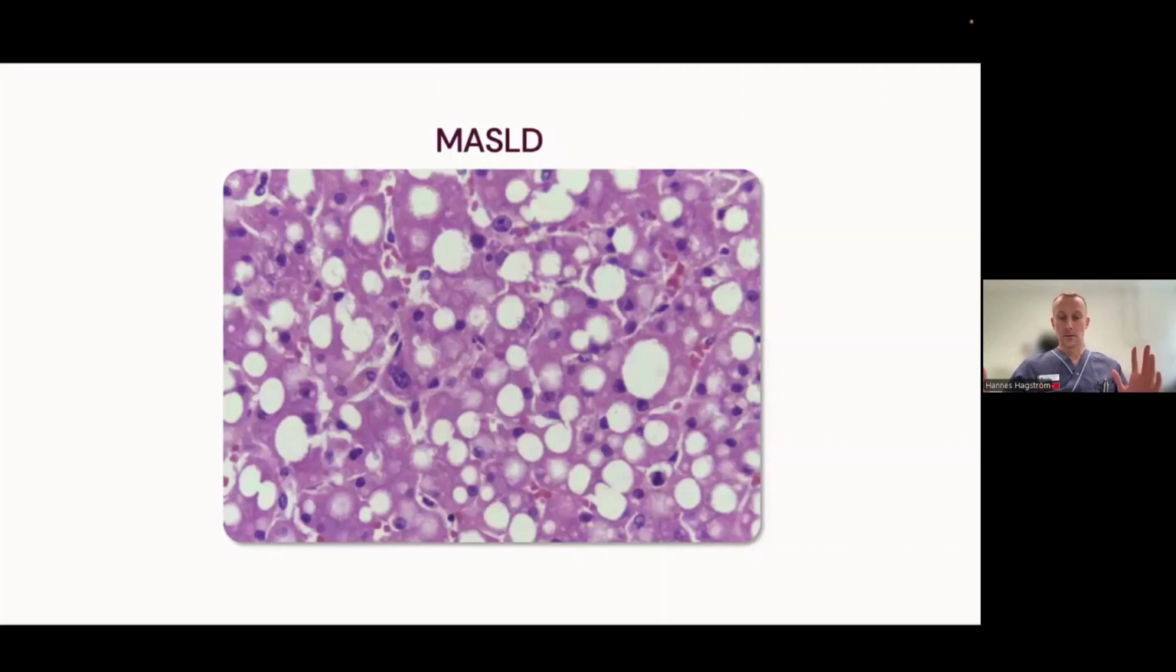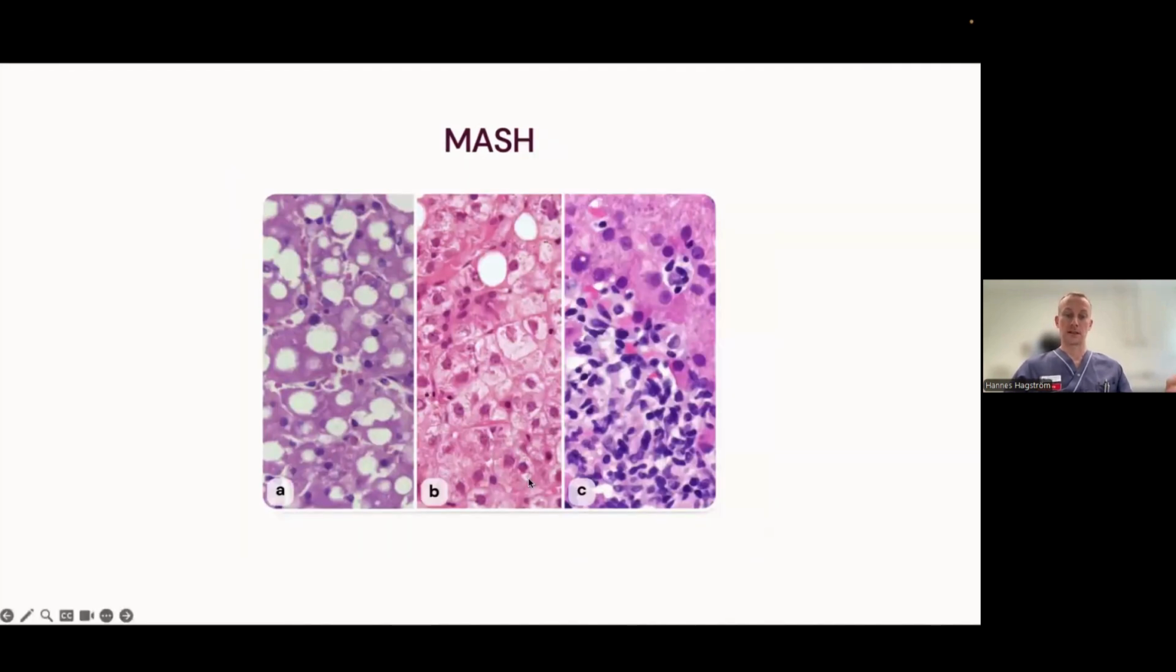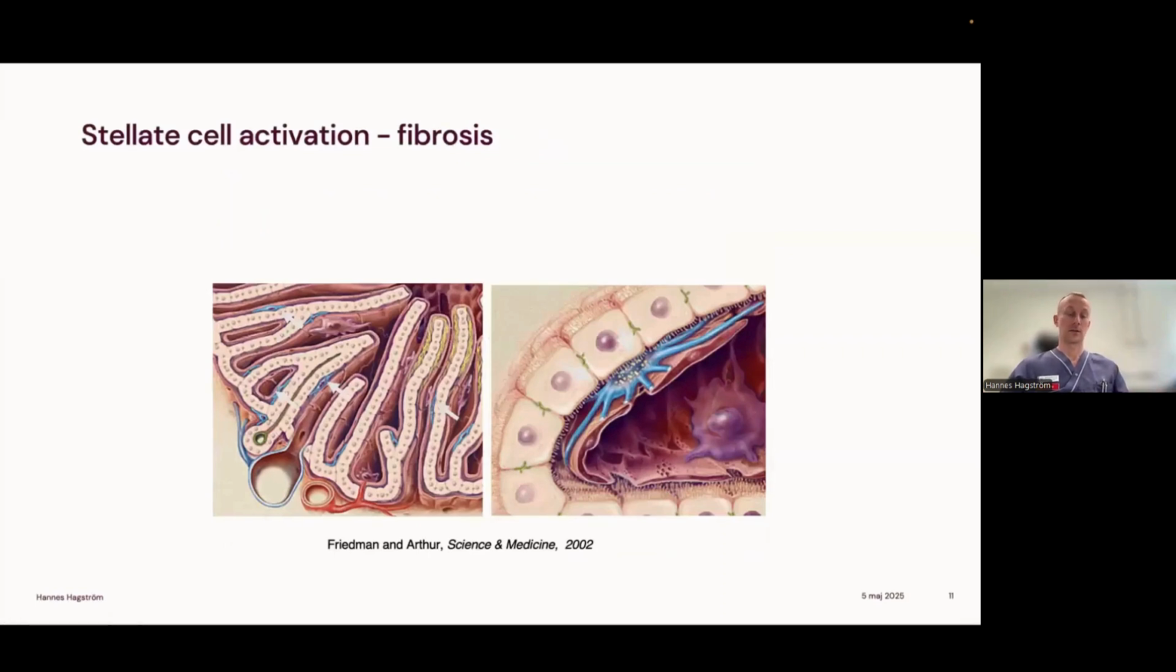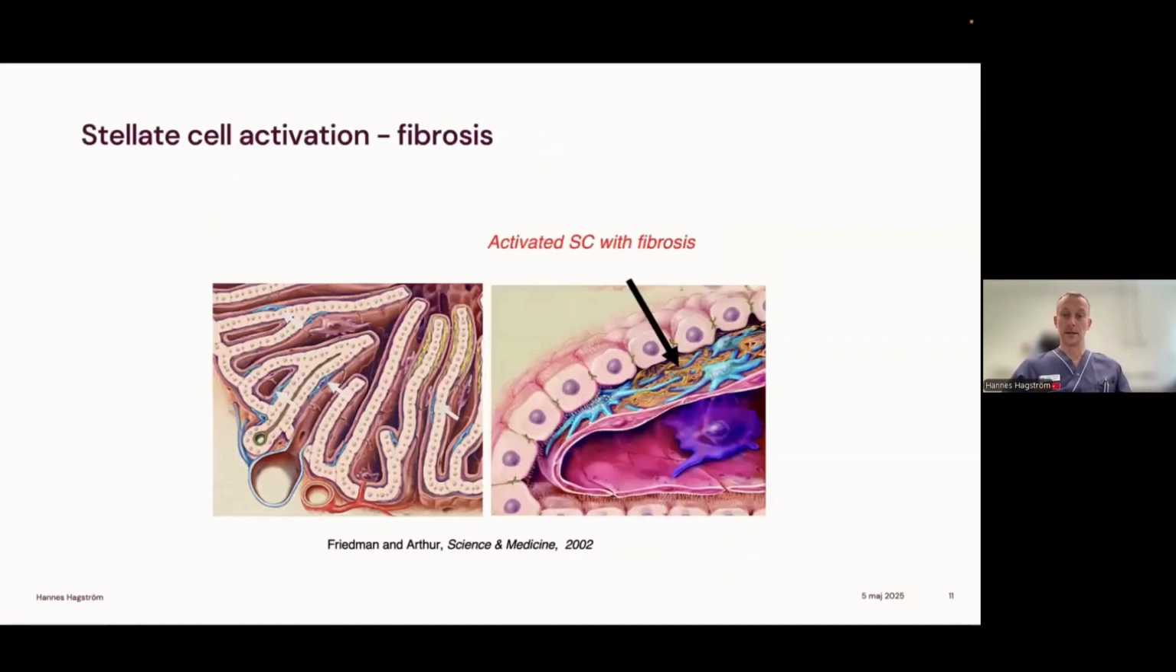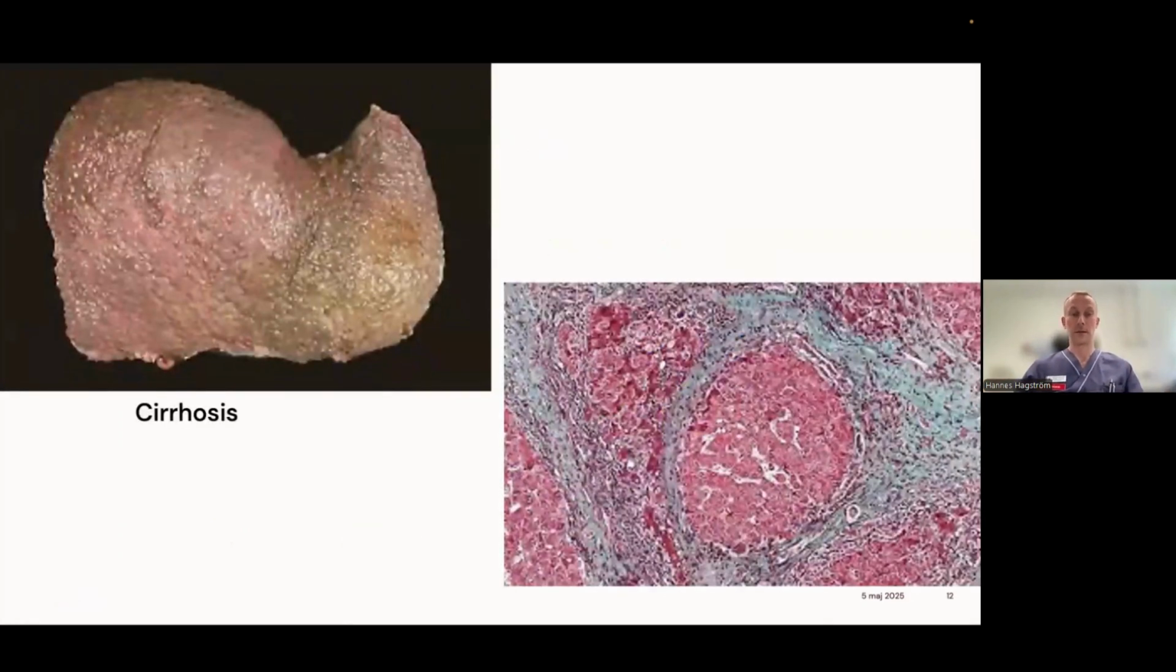So MASLD, this is a disease where you have steatosis in your liver cells. So these big white droplets are, of course, steatosis. You then develop MASH, which is signified by having both steatosis, ballooning, and some kind of lobular inflammation. This will then lead to an activation of your stellate cells in the liver that will start to produce fibrosis. And eventually the patient will probably end up with cirrhosis if this process is ongoing over time.